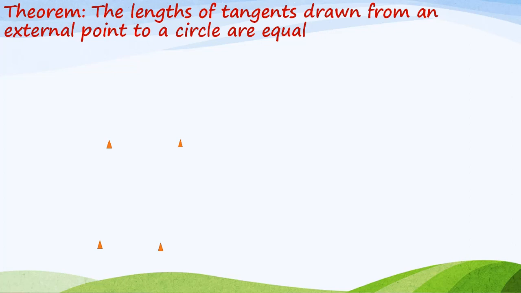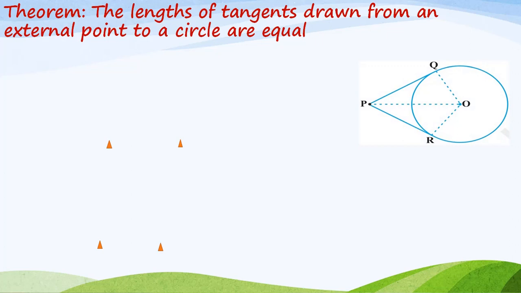These two tangents are equal in length when we draw them from an external point to a circle. This is the statement of the theorem. First we draw a circle with center O. PQ and PR are the two tangents drawn from external point P.